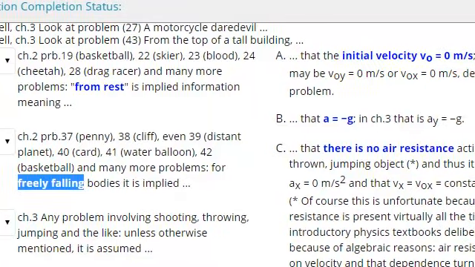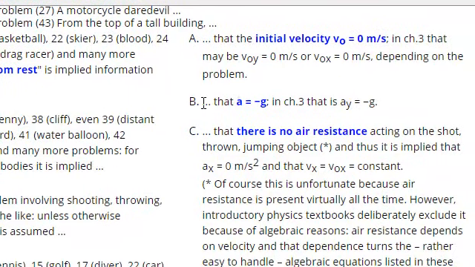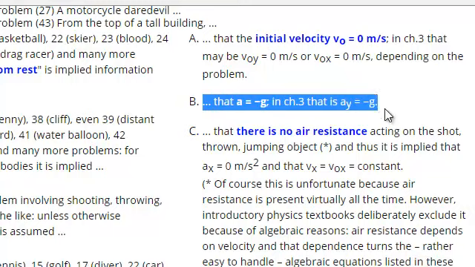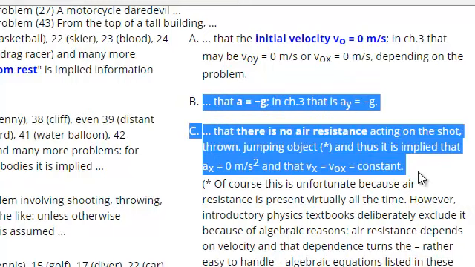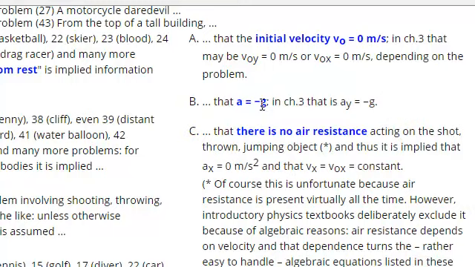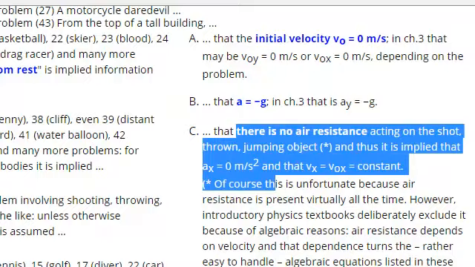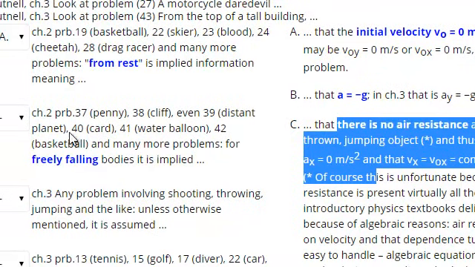Notice that there are two answers over here that basically say something really similar. So there's a equals negative g, so negative 9.8, air resistance is turned off. And then the next one actually says there is no air resistance. If you look a little bit at the language here, choose this one here to be answer B, and this one here to be answer C.